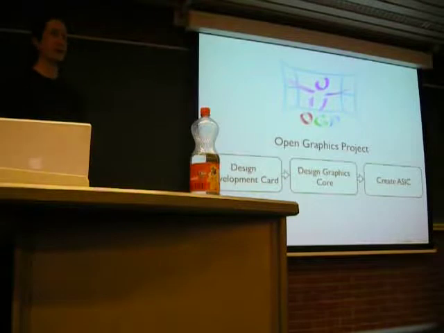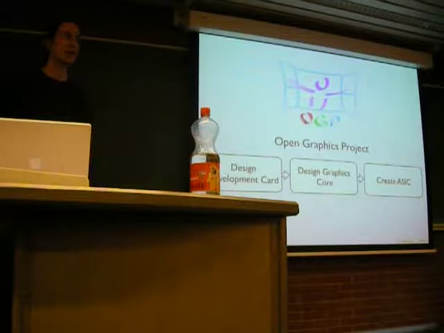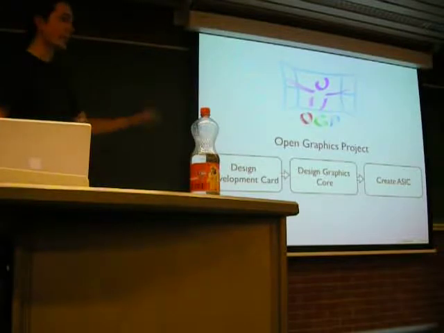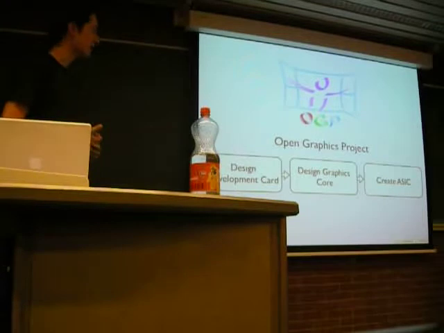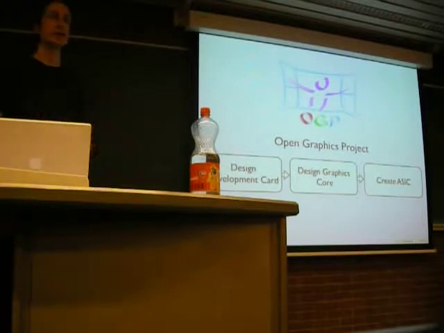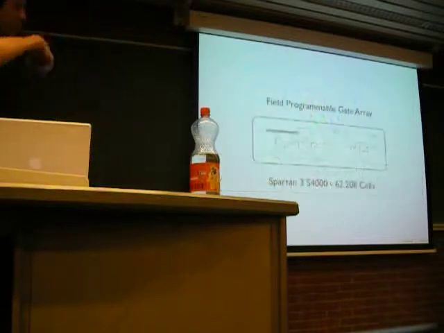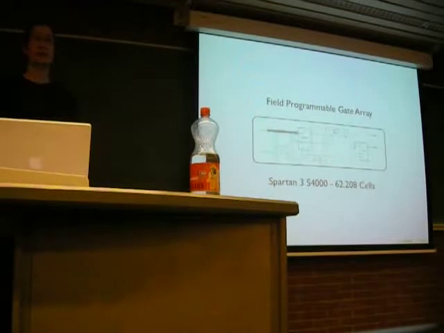The Open Graphics project really has 3 phases, and we're still in the first one. The first one is really to design a development card, which has some reprogrammable hardware, and on that card we can then create a graphics core. We can test and debug and try to get it working. Then at some point, if that core works, we're supposed to make an ASIC out of it, so a real application-specific integrated circuit. And then that is something we can sell. But before we go through that one, I would just want to discuss what a field programmable gate array is, first, because I'm not entirely sure if everyone knows what it is.